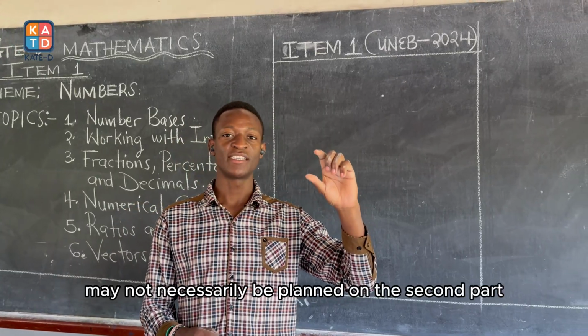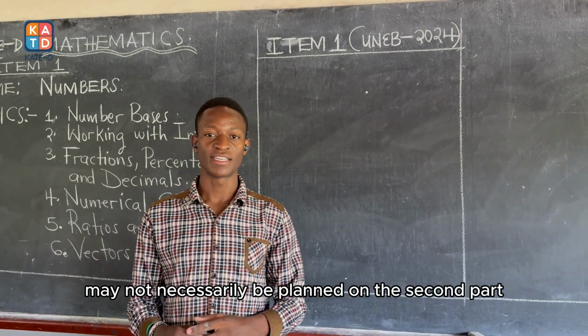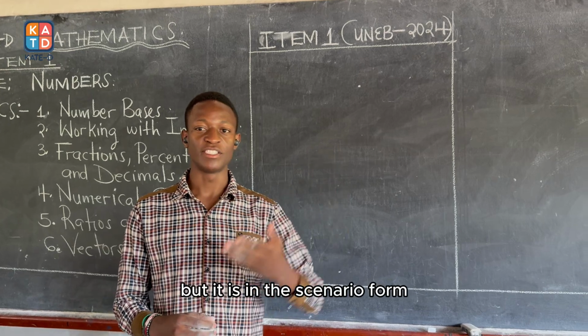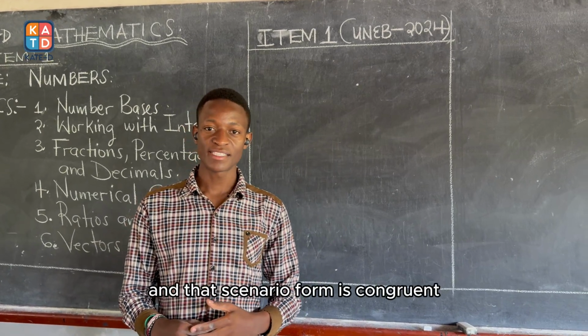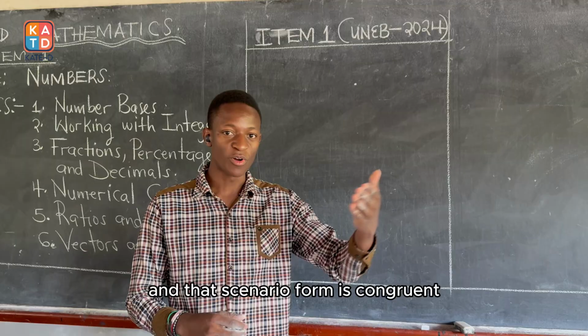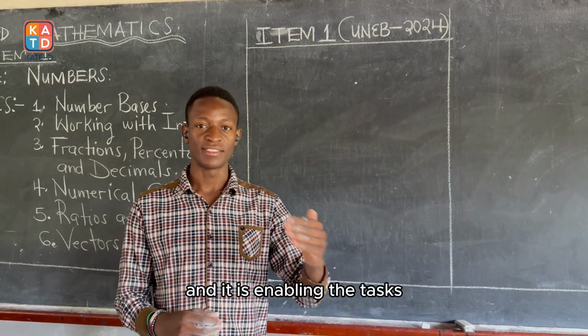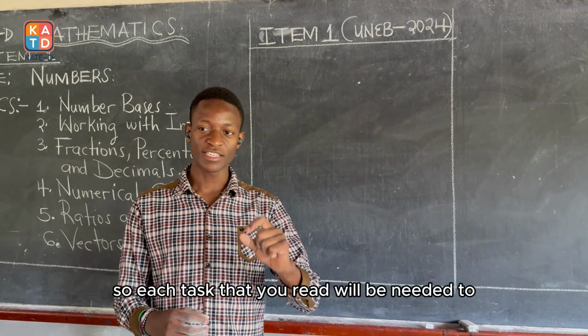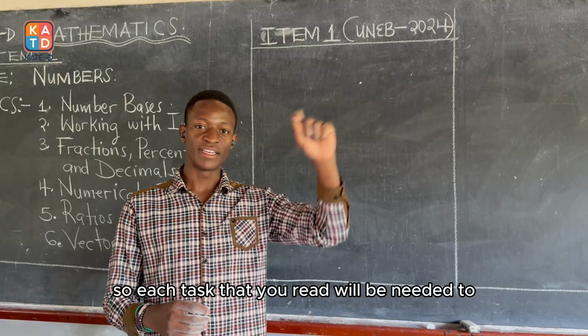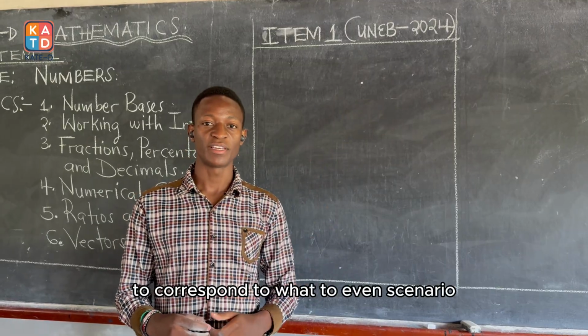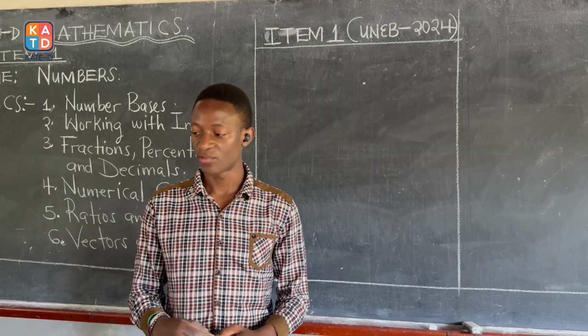Viewers, when you analyze item 1, it has 2 parts, of which each part may not necessarily depend on the second part. That scenario form is congruent and it is in line with the tasks. So each task that you read will be needed to respond to a given scenario that was given.